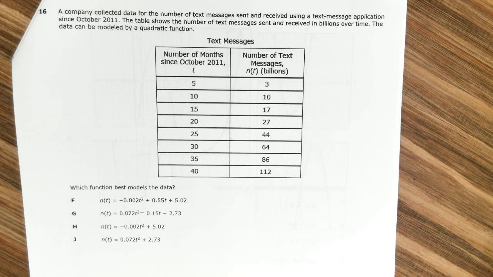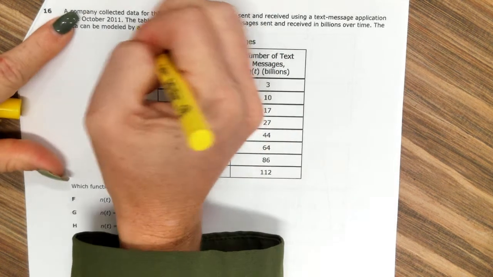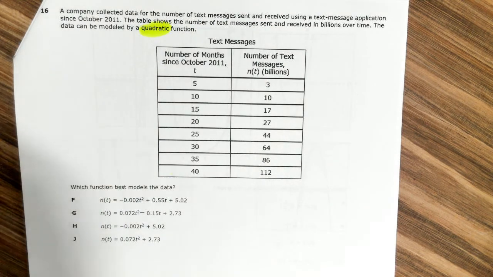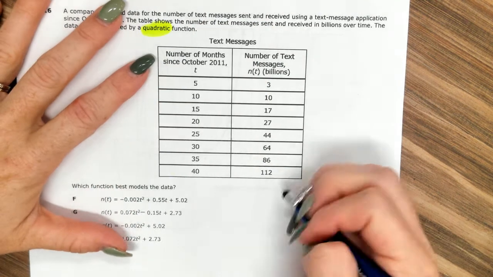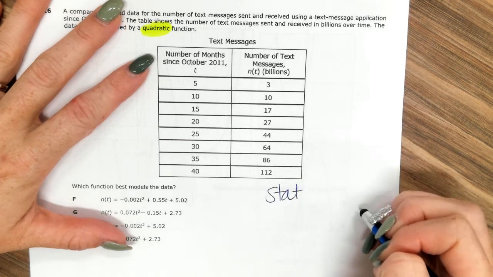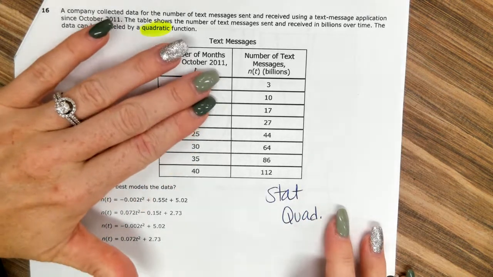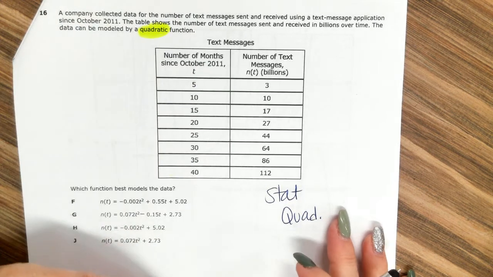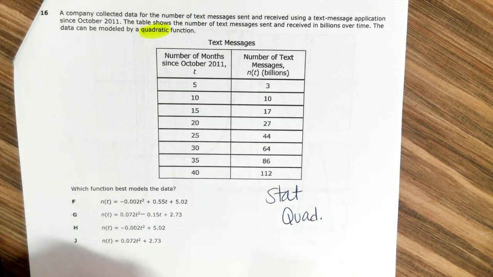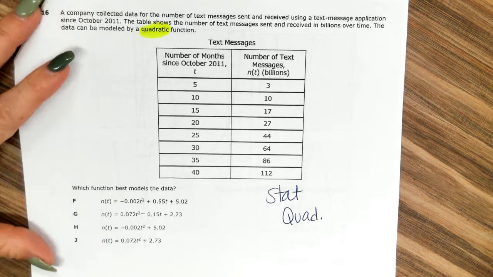So what I'm going to tell you is that it said the word quadratic. In that case, use the stat button with the quadratic option, and you have to put all of the table in, and it will give you the answer. So let's go through, let's do it together.